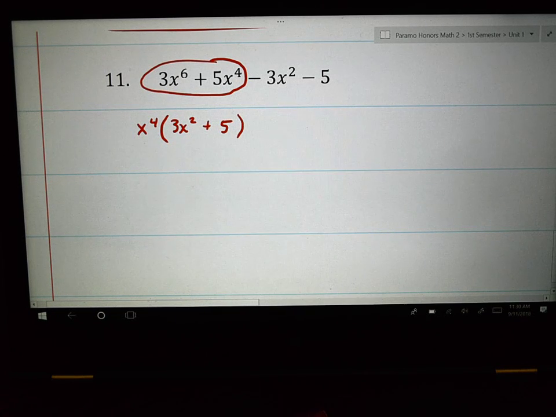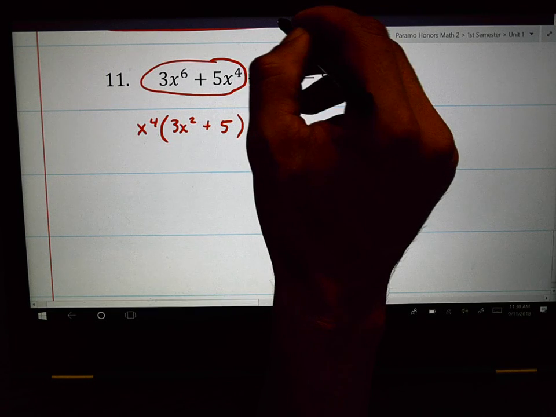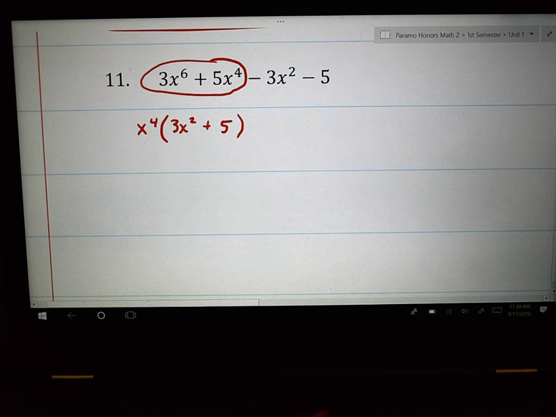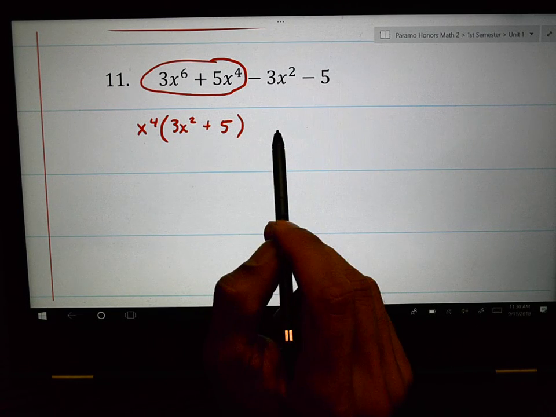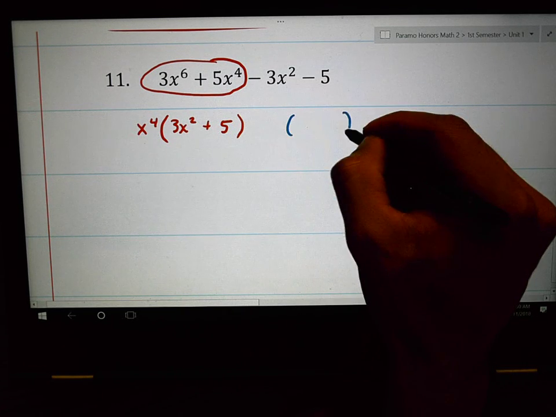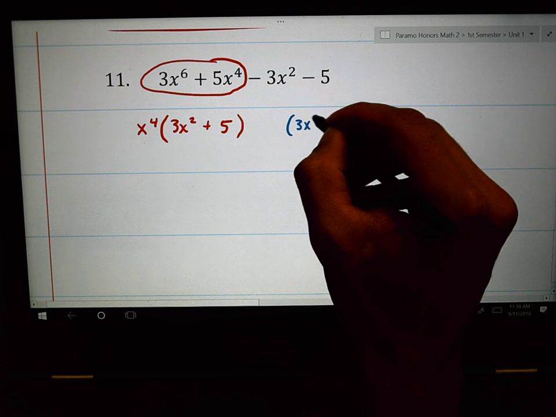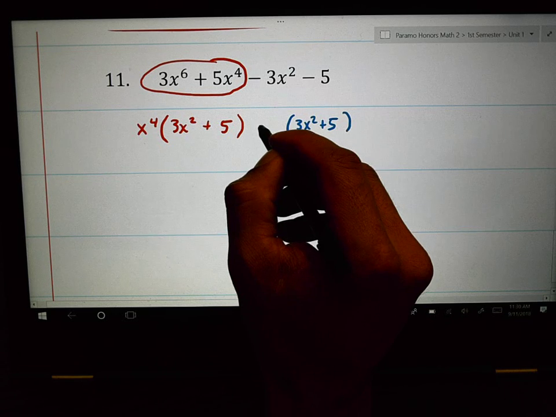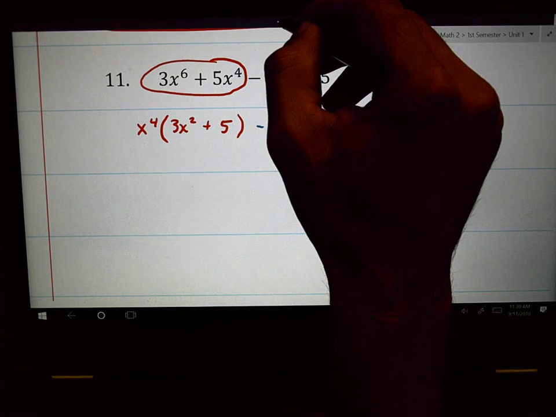Let me switch colors. Now I see a 3x squared minus 5, or negative 3x squared minus 5. Do you know what you can factor out of terms 3 and 4? And you want it to match, you want it to be 3x squared plus 5. Do you know what you're going to put in front? -1. I like it. It's still subtraction though, it's not all multiplication.